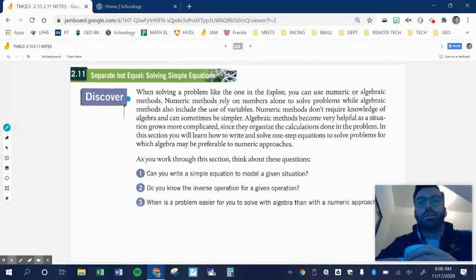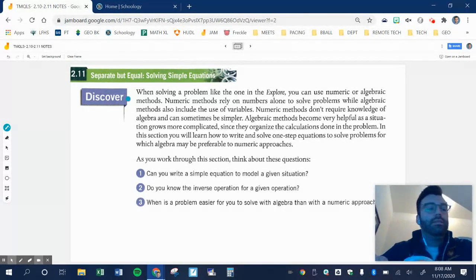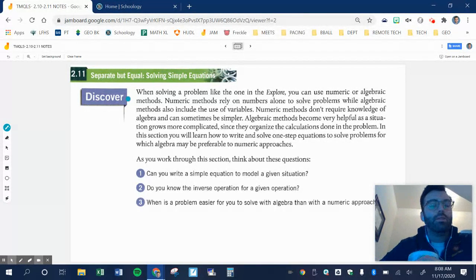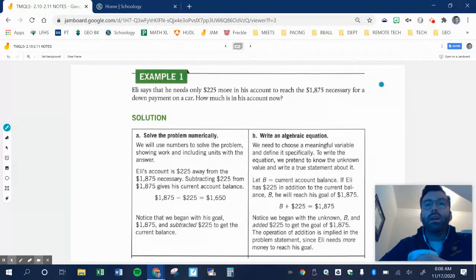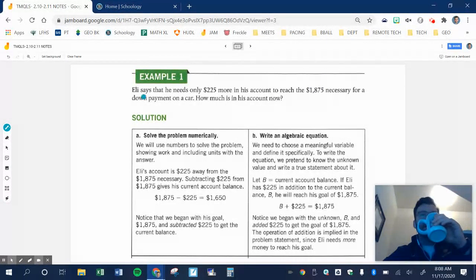All right. So all we're doing in this section is writing equations based on word problems. And we're going to do this in a couple different contexts. We're going to solve it numerically, write it algebraically, solve it algebraically, and then verify it. All right. So example 1, it says that Eli says that he needs $225 more in his account to reach $1,875 necessary for the down payment on a car.